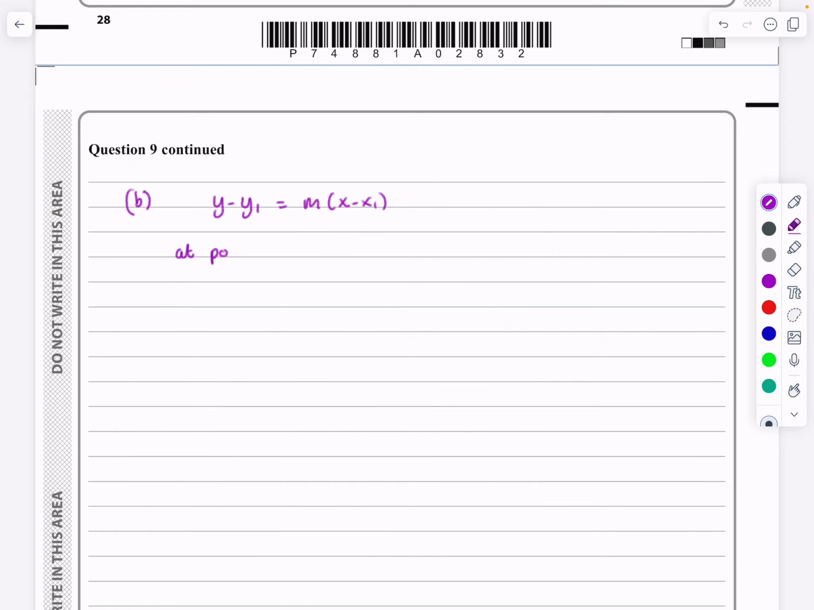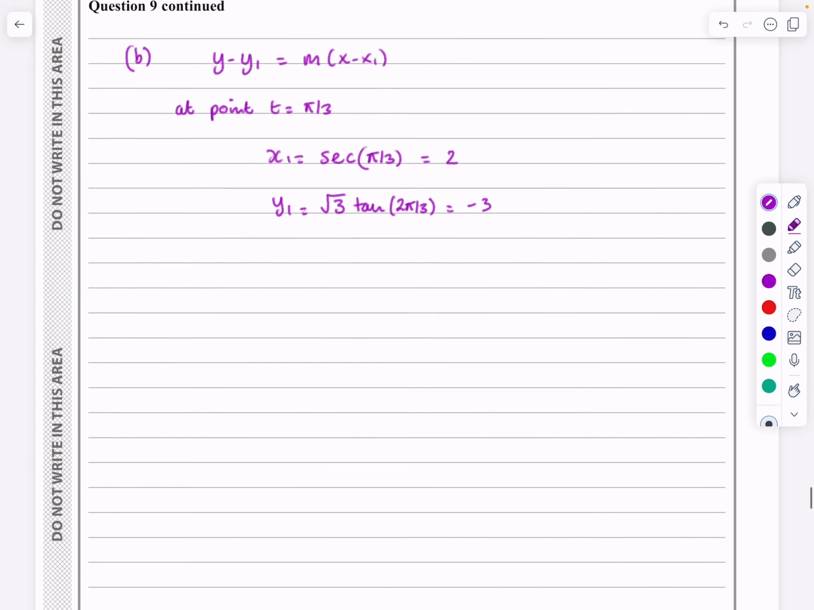So at point t being equal to pi over 3, x1 is just going to be sec t, sec pi over 3. So do that on your calculator. That works out to be equal to 2. y1 is going to be root 3 tan (pi over 3 plus pi over 3). Well, I'm actually going to call that 2 pi over 3, save myself a bit of time there. Root 3 tan 2 pi over 3. Put it into the calculator. Comes out to be minus 3 there.